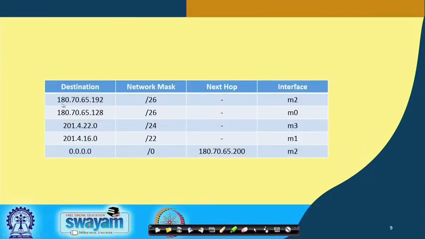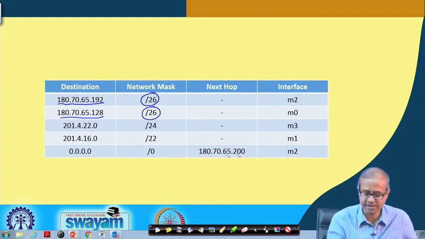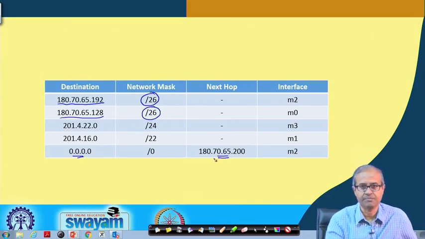For the first network, through M2, if you recall, there are 26 bits of the address. So it is /26 and this is the network address. Through M0 also there is 26 bits like this, M3, M1 and finally, M2 is the default which will be sending it to the external router.